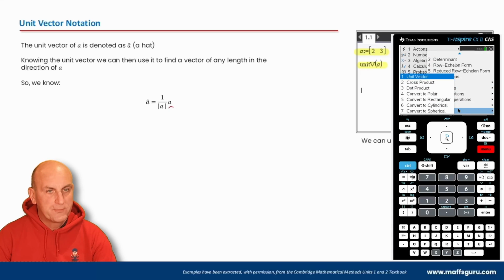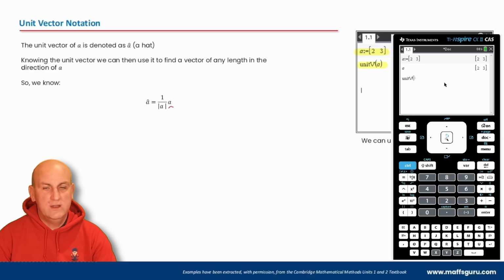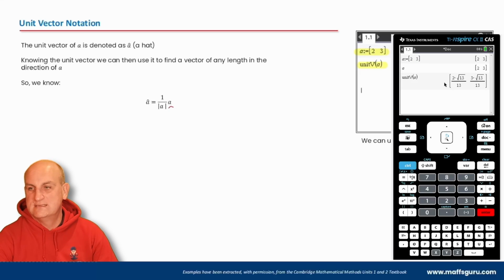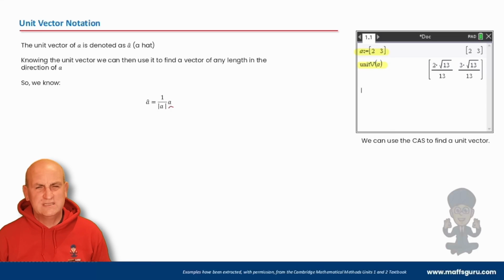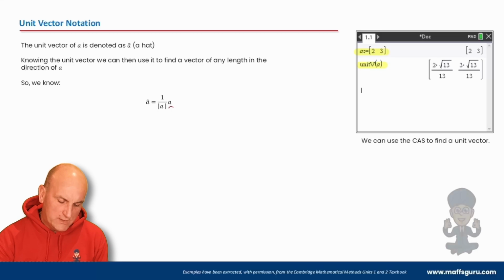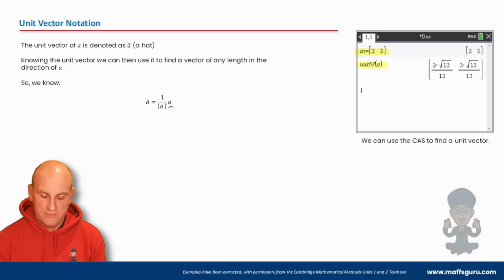Vector. Oh, unit vector. There we go. Unit V of A. Hit enter. And lo and behold, out comes exactly what we got on the screen there. But you're going to say, 2 root 13 on 13, how? Well, if we go back to the pencil and paper methods, we've got 2, 3.